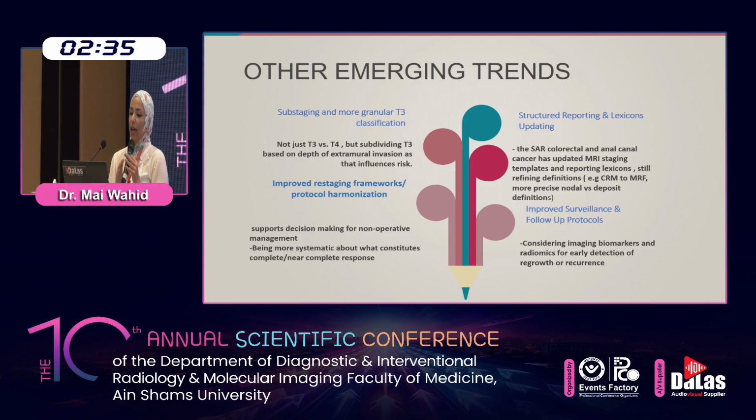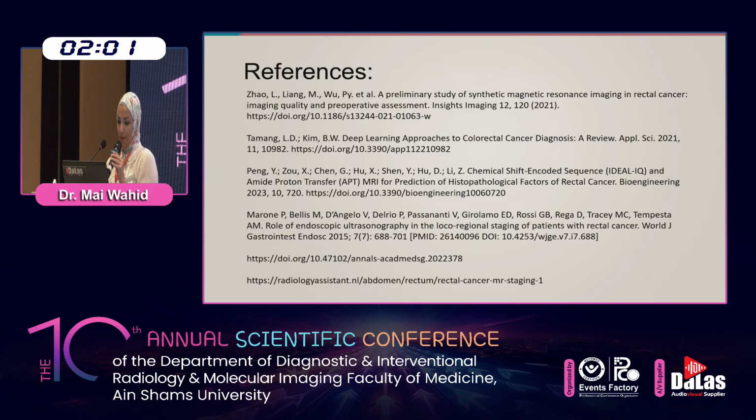Other emerging trends, we have substaging and more granular T3 classification, like not just T3 versus T4, but subdividing the T3 based on depth of invasion as that influences risk. We have improved restaging frameworks and protocol harmonization, and we have structured reporting and lexicons updating, like the Society of Abdominal Radiology, which has updated MRI staging templates and reporting lexicons and is still refining definitions. And lastly, we have improved surveillance and follow-up protocols for early detection of regrowth or recurrence.